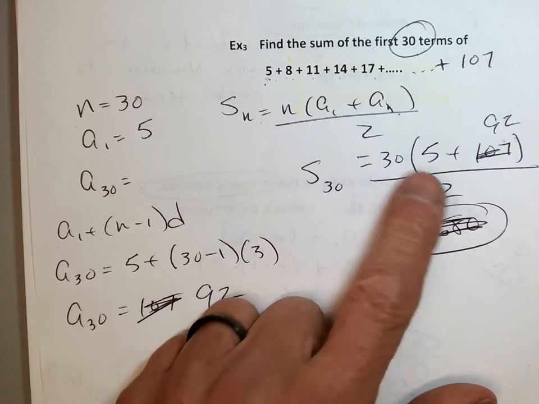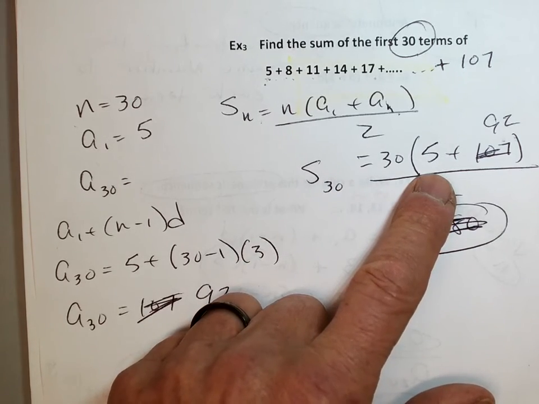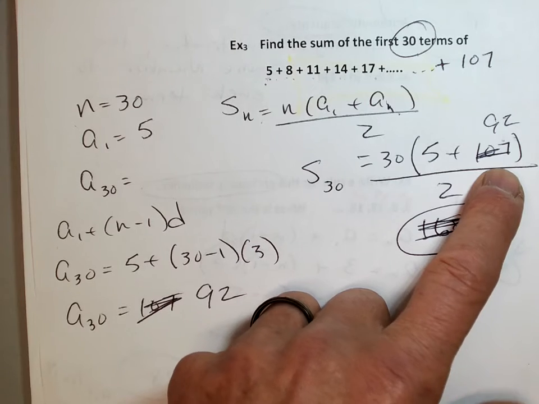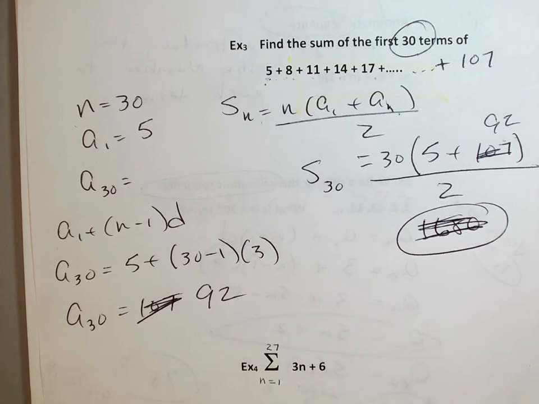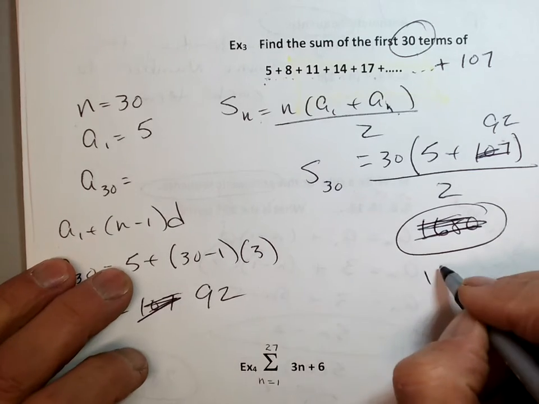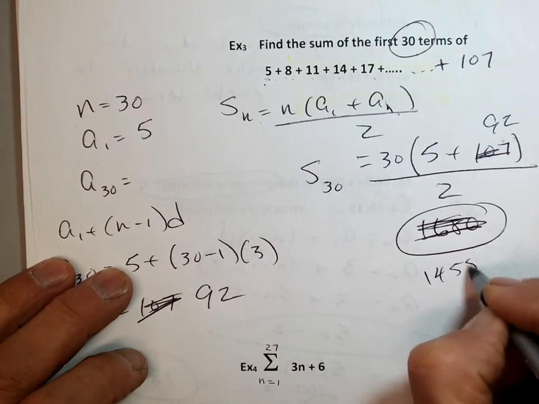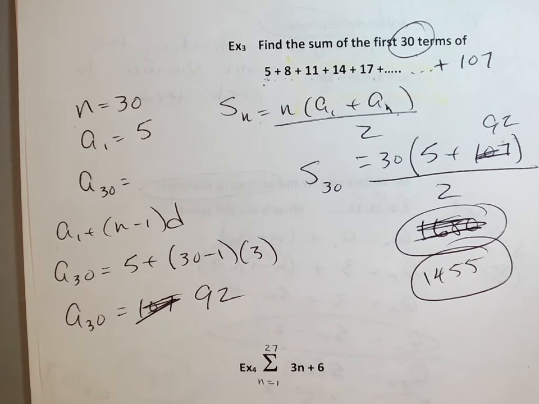Let's see if I do this right. I must have pushed the wrong button. It happens. I might have got distracted by the guys leaving. How about 1,455? Is that better? Is that what you got, John? Yeah. I make mistakes, doggone it. But thanks for catching my mistakes.